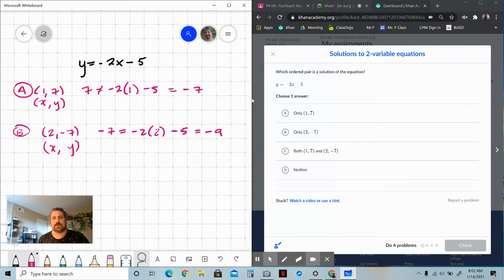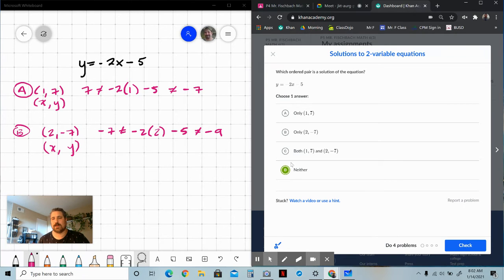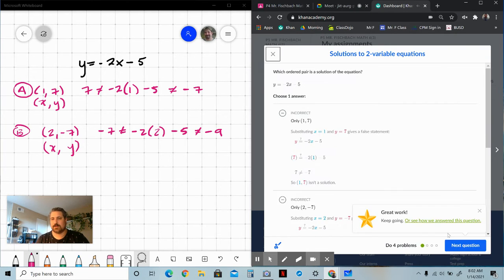So negative 7 does not equal negative 9, right? So we can see that this is not actually a true statement. Because it's not true, we know that's not a solution either. So basically what we're seeing here is that neither of these situations work, okay? On the choices it says only this, both these two, or nothing. Well, the answer is nothing. None of these work.